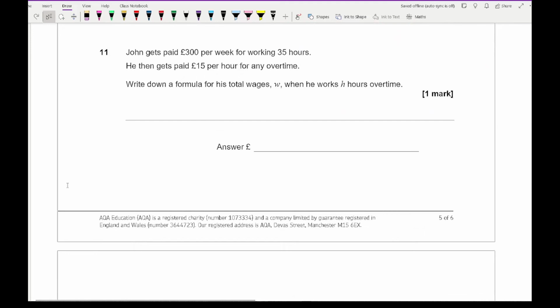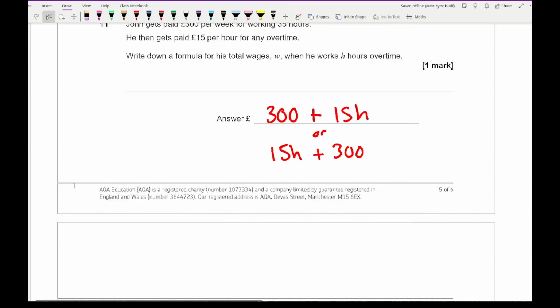Then for question 11, it says that John gets paid £300 per week for 35 hours. He gets paid £15 per hour for overtime. Write down a formula for his total wages when he works H hours overtime. So the correct answer you should have is 300 plus 15H. Now you could have 15H plus 300. It's entirely up to you which of those two you go for.